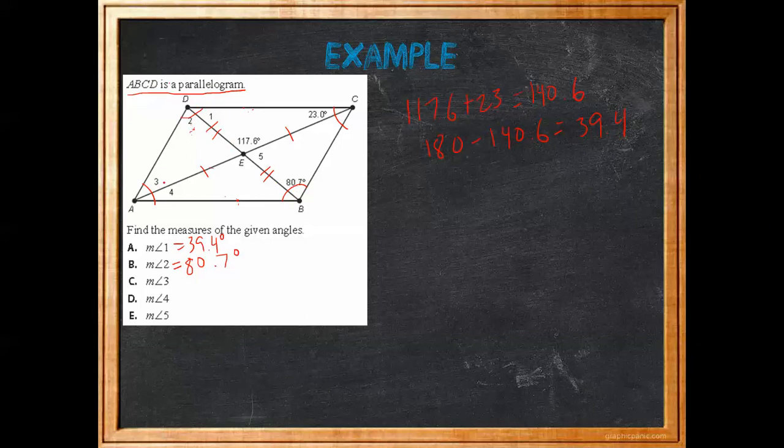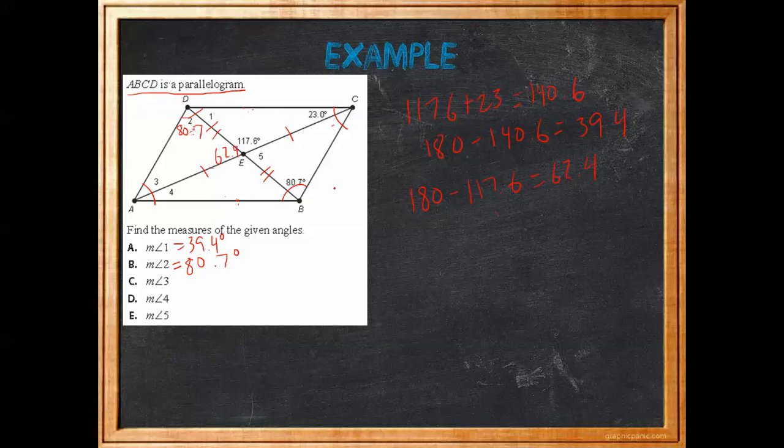Okay, now to find the measure of angle 3. We know the measure of angle 2 is 80.7. We don't have an opposite angle over here to tell us what angle 3 is, so what we're going to have to do first is figure out what this angle is. We know that 117.6 forms a linear pair with this angle. So all we have to do is take 180 minus 117.6, and that's going to give us 62.4. So this angle is 62.4.